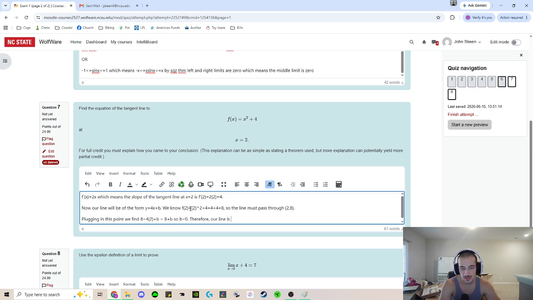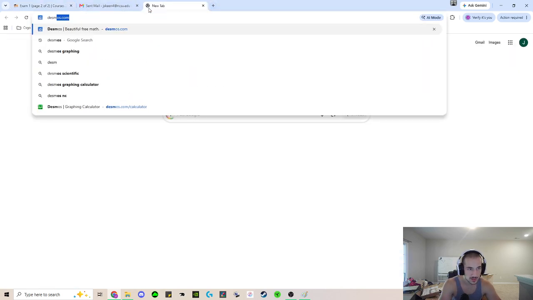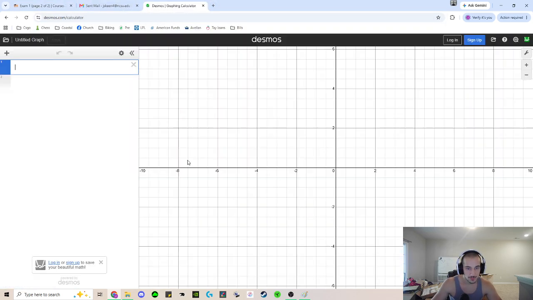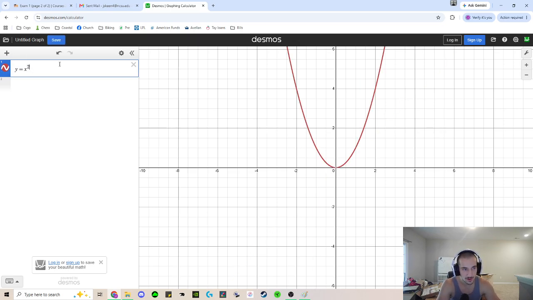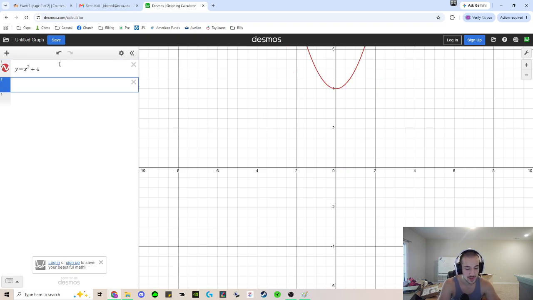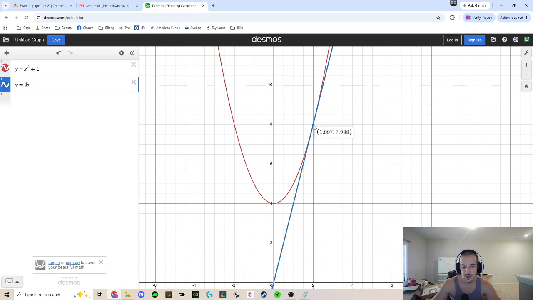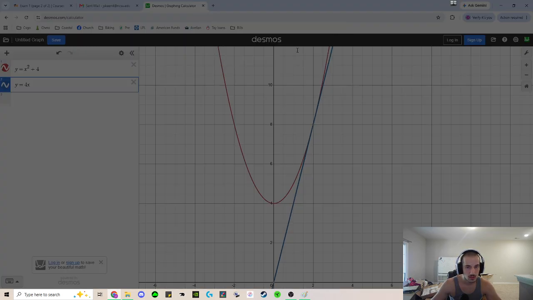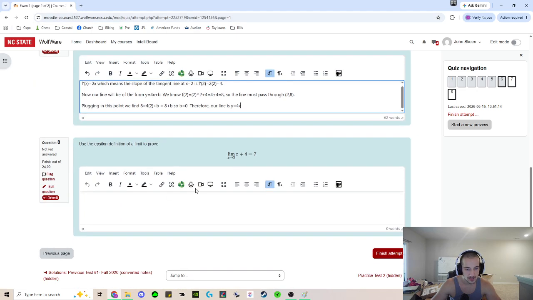Therefore, our line is y equals 4x plus 0. You can just omit the 0. So y equals 4x is our tangent line here. And if you go on Desmos, not that you would have this capability on the test, we have y equals x squared plus 4, and then we have y equals 4x. And we notice that this is a tangent line intersecting at (2, 8), right? Cool.